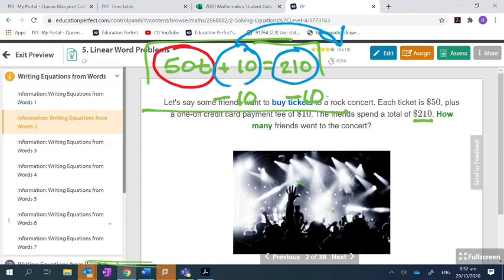Will the 50t change? Nope, that just comes straight down. The 10 subtract away. It really gives you plus 0, but do we need to write plus 0? No, that doesn't make any sense. Equals, what's 210 minus 10? 200. Is my t completely by itself yet? Nope. How is that 50 attached to my t? What operation? And the opposite of, now listen closely and answer my question. What is the opposite of multiply by 50?